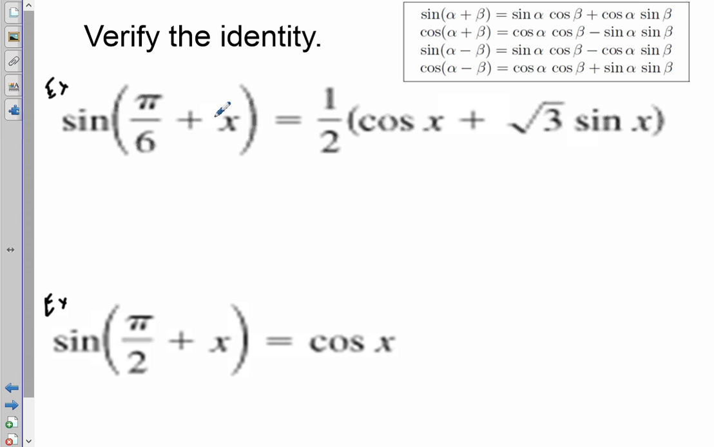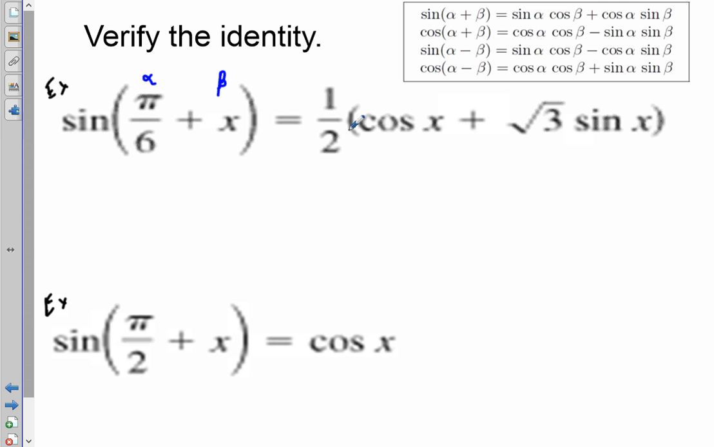So first off, just like when we did it in the past, we are given this sum and difference. We have the sine of alpha plus beta, 2 different angles, even though this angle is an x, it's still an angle. From here, we want to verify that this is true. So we're simply going to take this right here, and we're going to use the sum and difference rule to write it out.